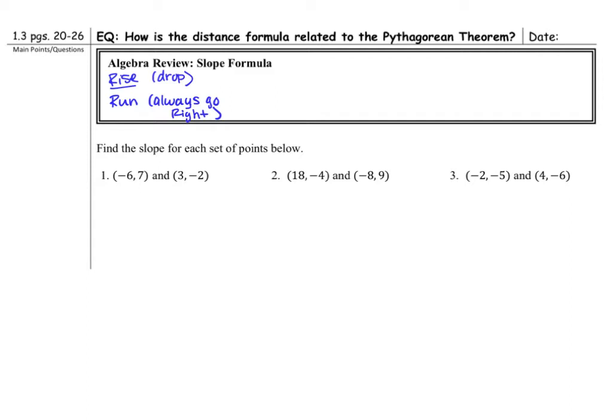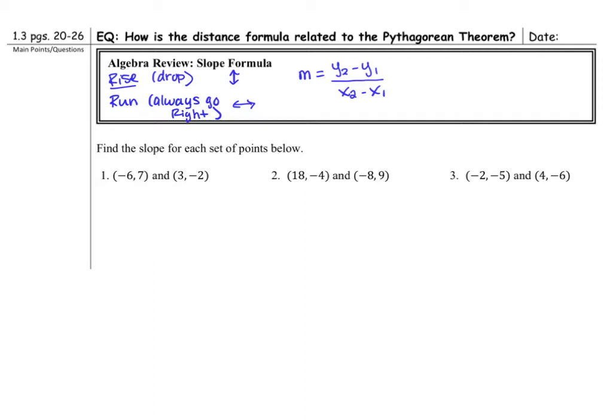So the rise will be going up or down. The run goes left or right. There's also a formula we use. So again, M stands for slope, and the formula is y sub 2 minus y sub 1 over x sub 2 minus x sub 1. So you're just wanting to use this formula when you are given a set of points and asked to find the slope. So let's look at number 1.